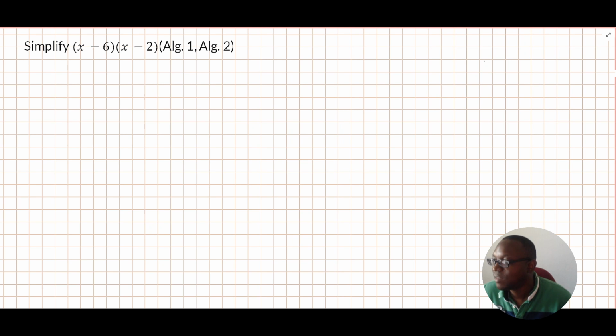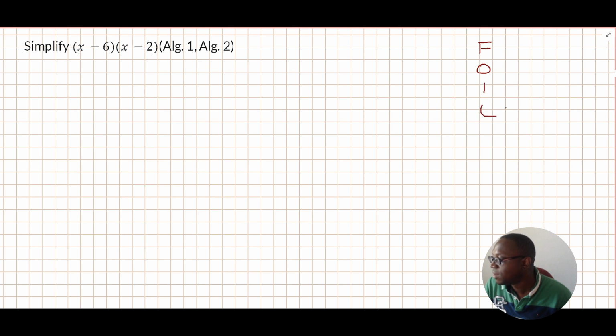Now let's go ahead. There was a question about this. This was actually a question posed in yesterday's session. So I'm going to go ahead and spend some time walking through this. So we have x minus 6. I'm going to use the FOIL method.